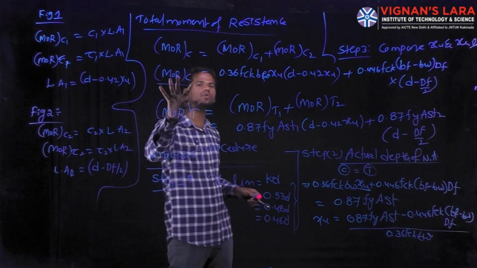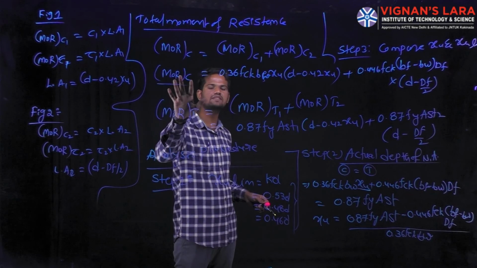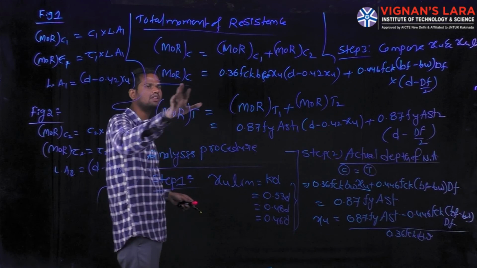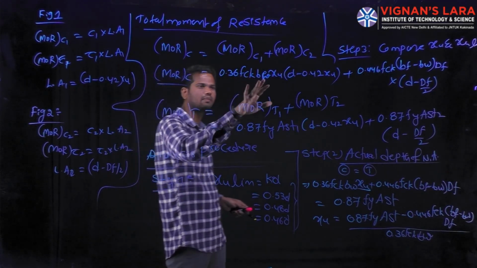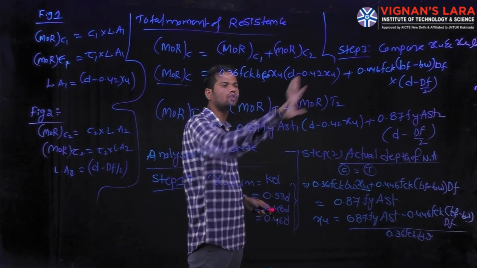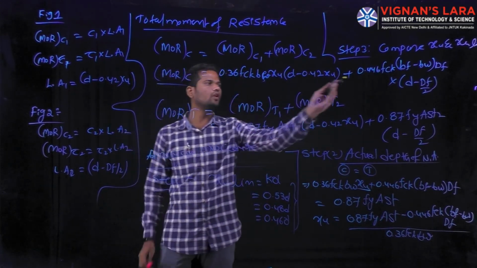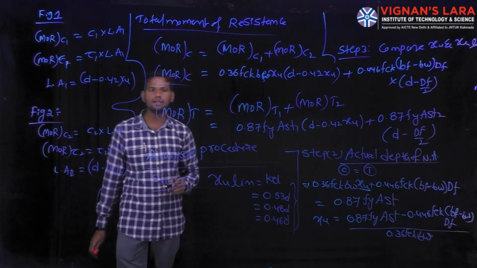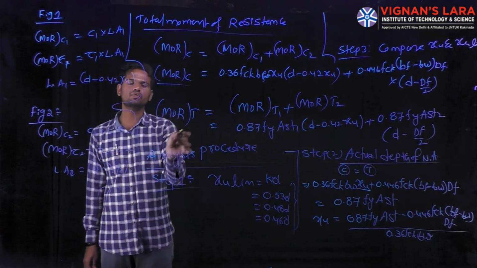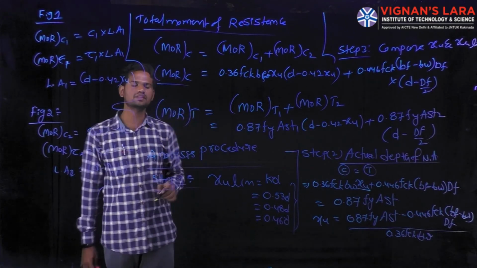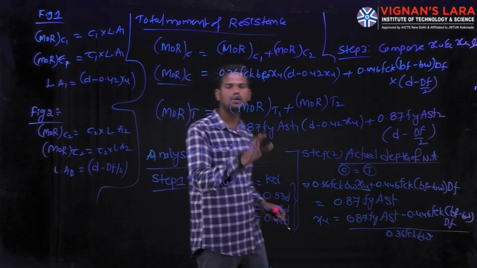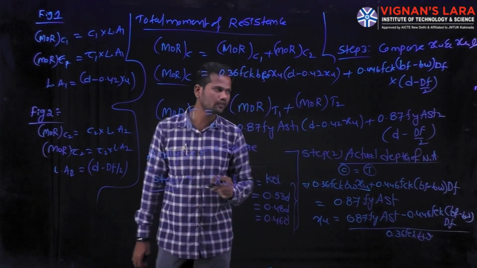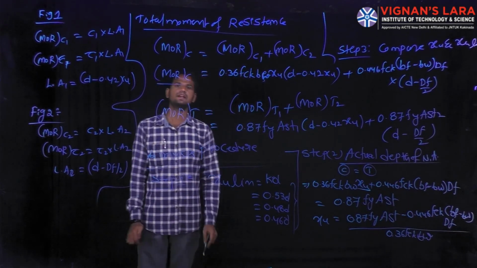From step 4 we calculate the moment of resistance for compression as well as for tension. The moment of resistance for compression is 0.36 fck bw Xu into (D minus 0.42 Xu) plus 0.446 fck into (bf minus bw) Df into (D minus Df by 2). For tension, the moment of resistance equals 0.87 Fy Ast1 into (D minus 0.42 Xu) plus 0.87 Fy Ast2 into (D minus Df by 2).